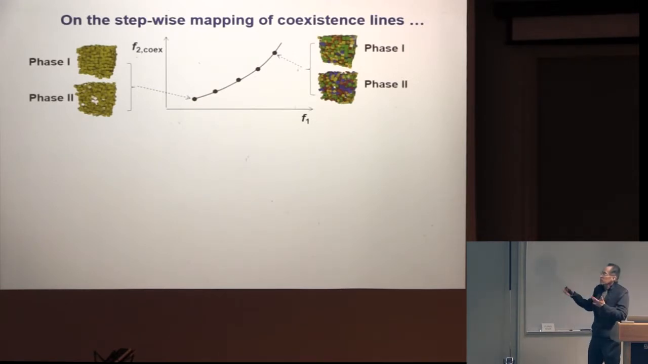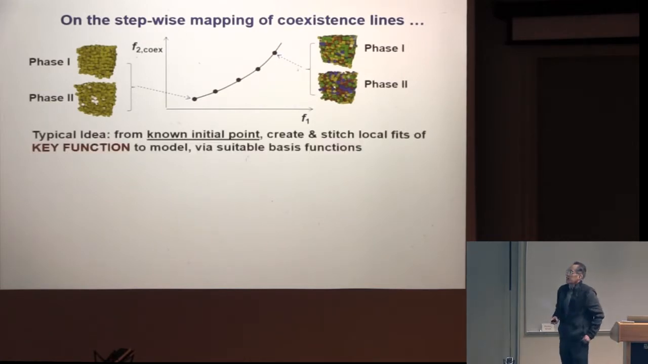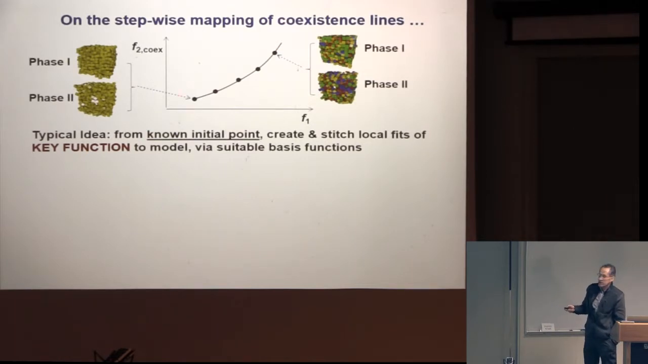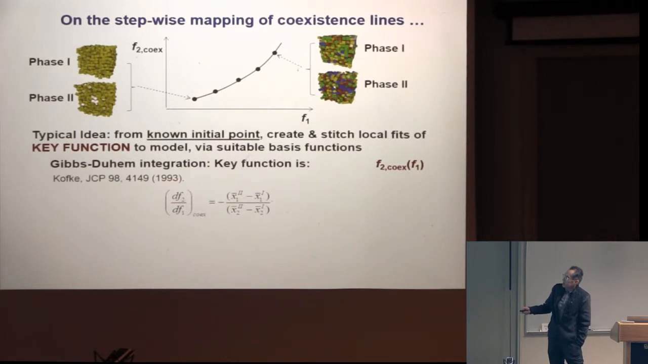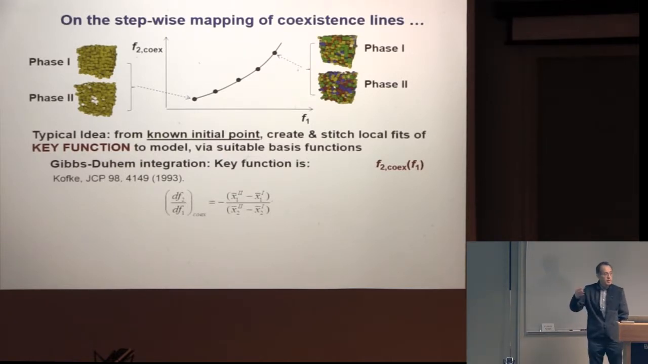It turns out that this sort of stepwise mapping is something that people have been doing for a while, and the key idea is that from this known starting point that you have calculated, you try to model some key function, so you model it via some suitable basis functions. And there are two methods that have been found to be very successful. One of them is known as the Gibbs-Duhem integration by Kofke and co-workers, where the actual function they try to model is exactly this curve, so this relation between F2 and F1 of coexistence. And they derive this basically from just thermodynamics. From the fundamental equation, they're able to write this. So what they're proposing is that you can basically map out this curve by integrating this differential equation from some initial point, and you evaluate this side of the equation numerically based on simulation data.